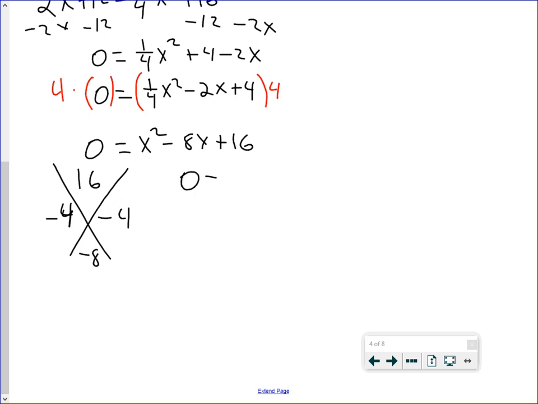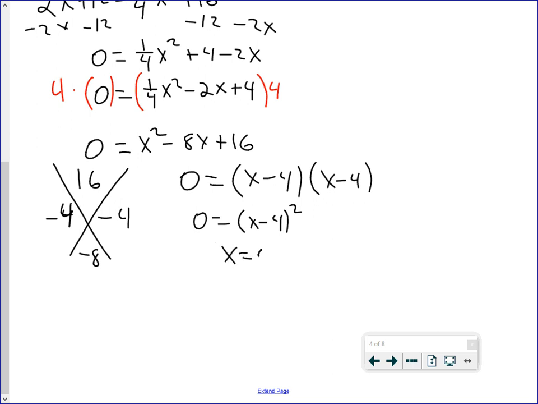So I can rewrite this equation as 0 equals x minus 4 times x minus 4, or really just x minus 4 squared. So I have 0 equals x minus 4 squared, and the only x value that turns this whole thing into 0 is just 4. So x equals 4 is going to be the x value of my solution, but I'm not done there.